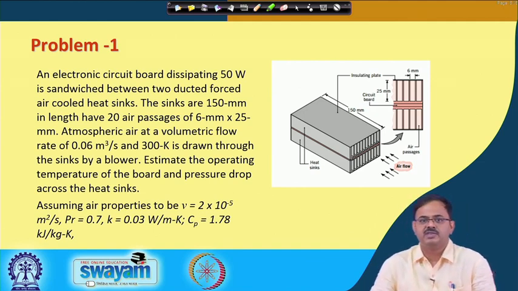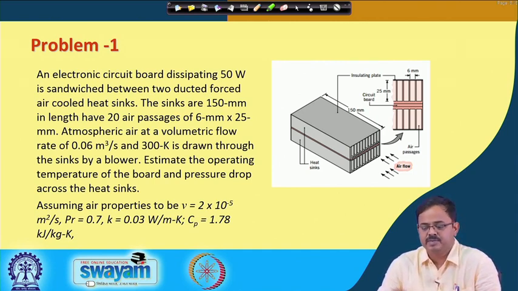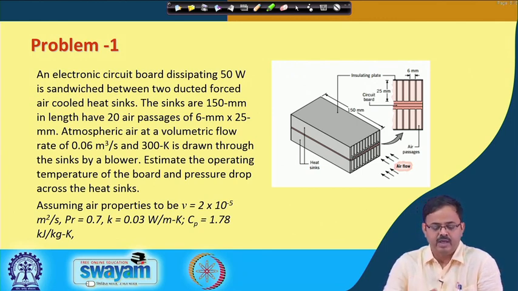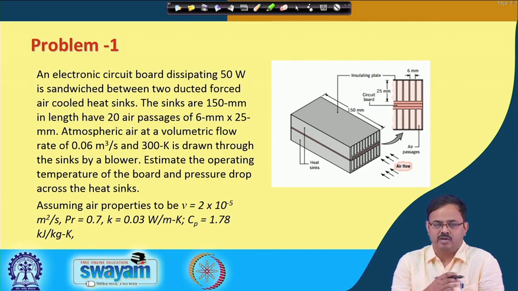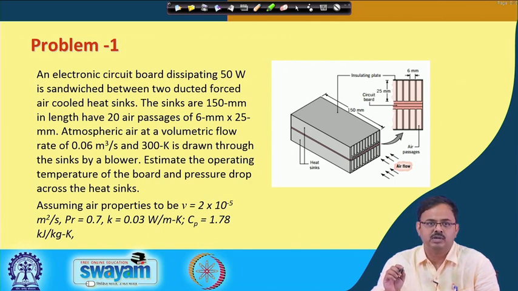So, the heat transfer rate is given, the heat that needs to be dissipated, that rate is 50 watts, and that is dissipated by convective heat transfer through these heat sinks by flowing air. The properties of air are given, and we will see what we can do. We have to solve for the temperature of the circuit board and the pressure drop.